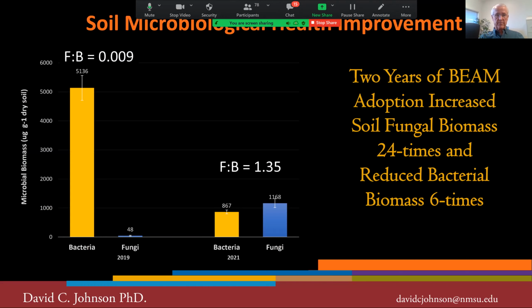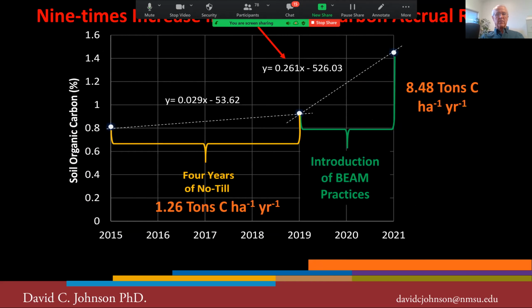Over this 2-year period, we saw a complete change in the bacterial and fungal ratio from 0.009 to 1.35. A 24 times decrease in your bacteria, and a 6 times increase in fungal biomass. We saw in this, the farmer 4 years previous to us taking on this project had been no-till. He was increasing his soil carbon at 1.26 tons of carbon per hectare per year. We did it at 9 times that rate, to 8.48 tons carbon per hectare per year.